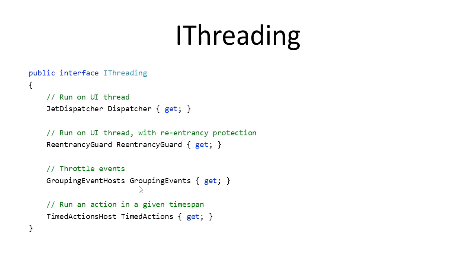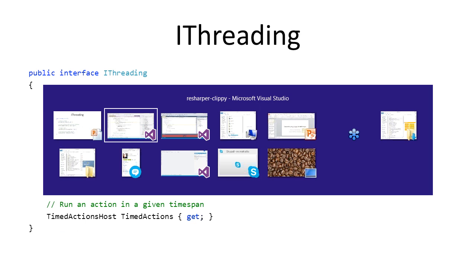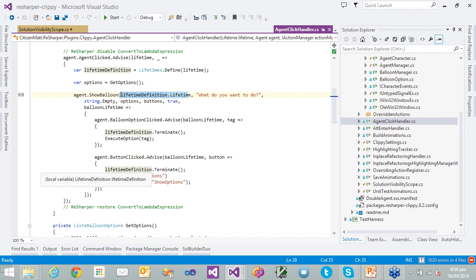This allows us to fire incoming events multiple times, and as long as they fit within a particular time span, we will only get one outgoing event. And finally, we've got the timed actions host, which allows us to run an action in a given time span. So, a quick example of some of those.